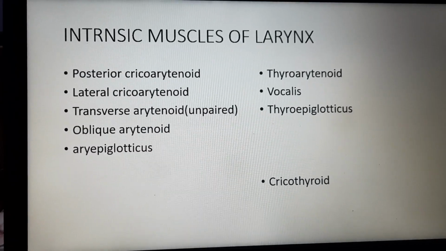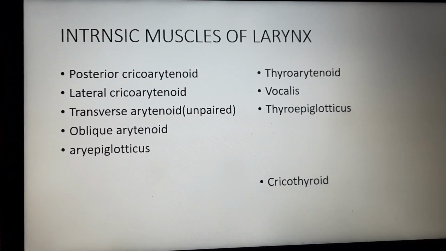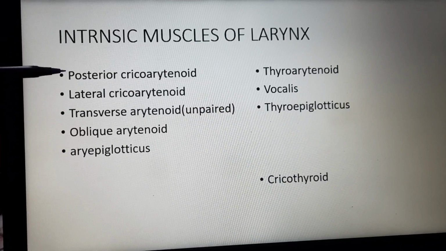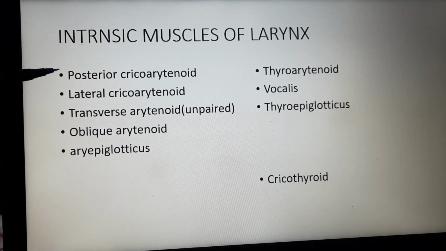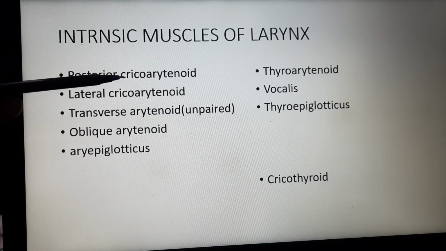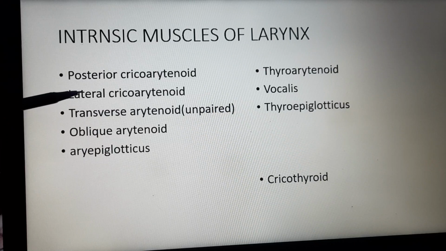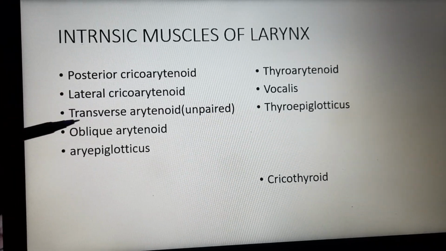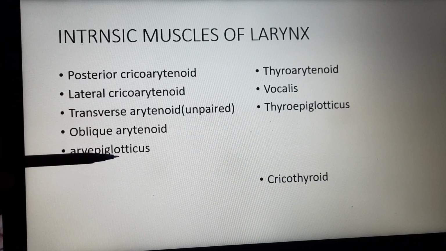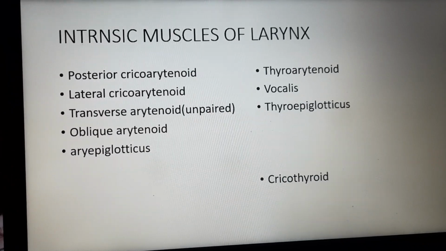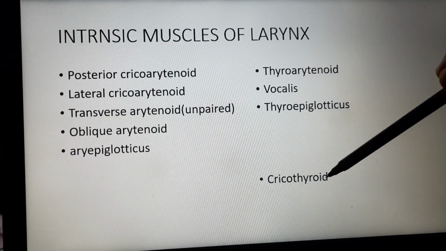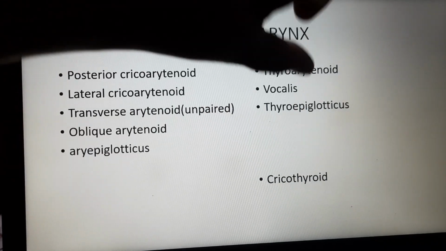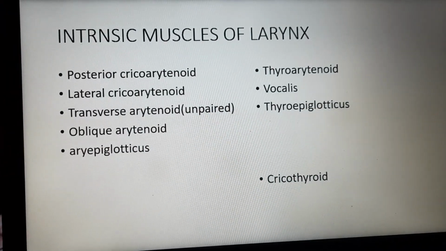So this is the list of the intrinsic muscles of the larynx. There are a total of 9 muscles. We can read these 5 muscles together and these 3 muscles together, and this is the separate muscle. First is posterior cricoarytenoid. Second one is lateral cricoarytenoid. Third one is transverse arytenoid, which is an unpaired muscle. Fourth is oblique arytenoid, and fifth one is aryepiglotticus. Then thyroarytenoid, vocalis and thyroepiglotticus, and the ninth muscle is cricothyroid. So we can read these 5 muscles together, these 3 muscles together, and the single muscle later.